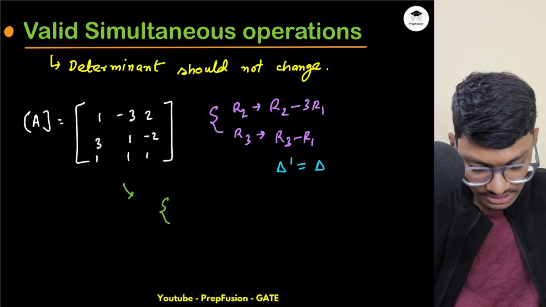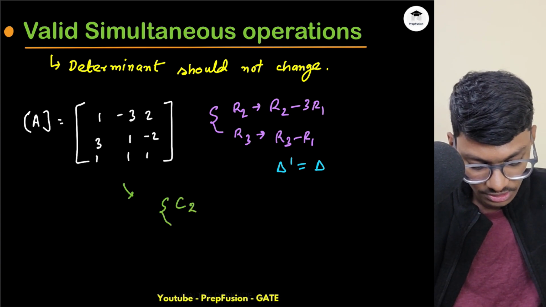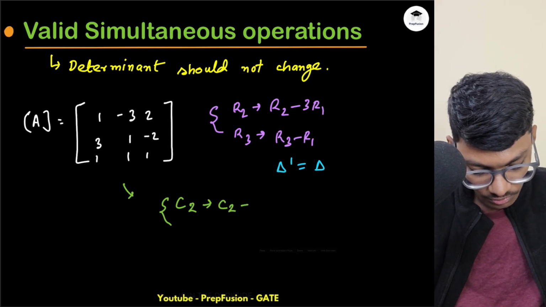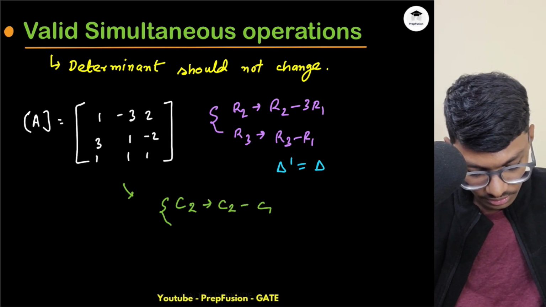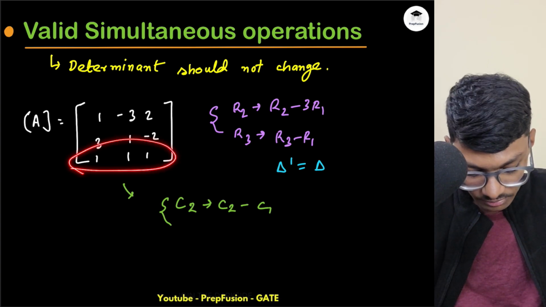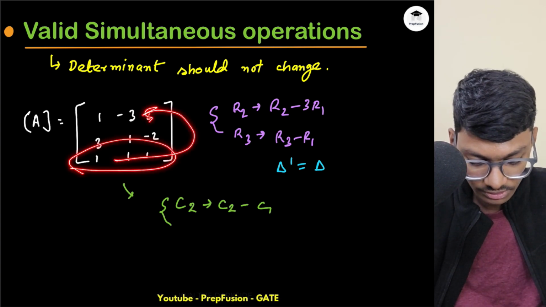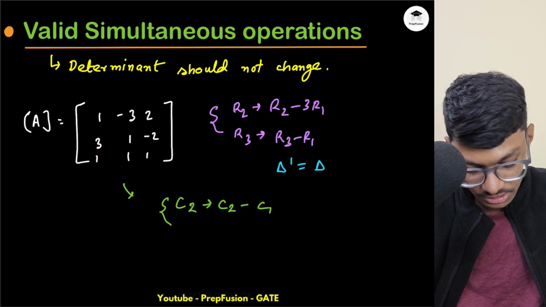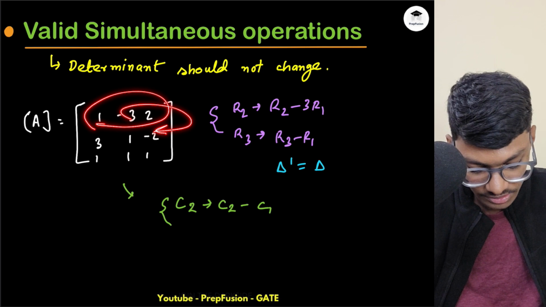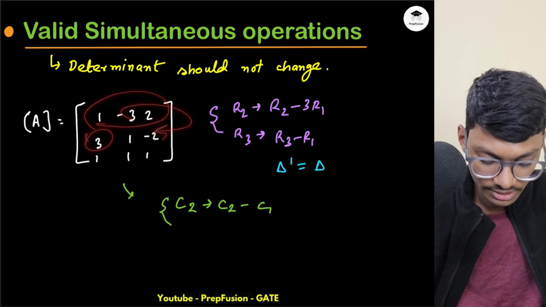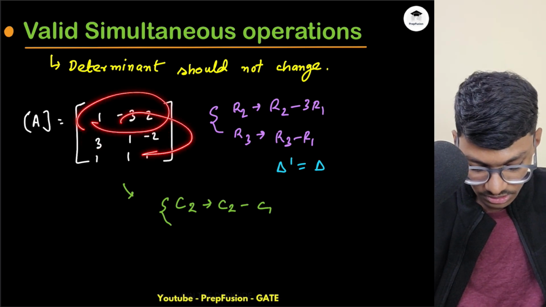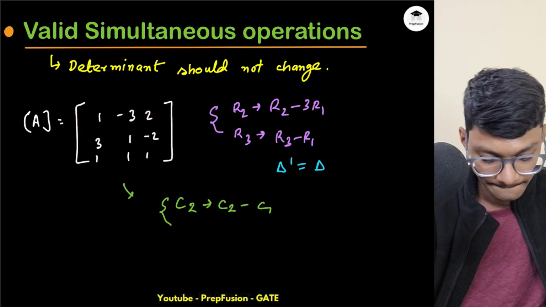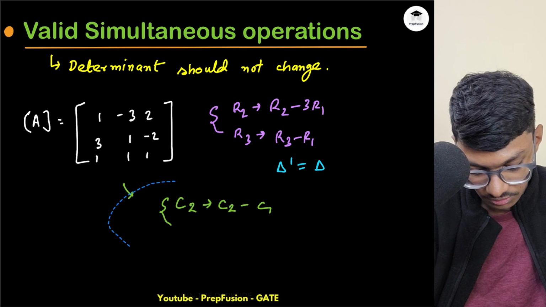So simultaneously I'm doing this. C2 is being changed to C2 minus C1. Okay, so I hope you understand, right? I'm multiplying 3 with this, then I'm subtracting with this. Row 2 is changed, so I'm multiplying 3 with this, then subtracting with this. Okay, so to make a 0 over here, I'm just subtracting row 1 from row 3. Okay, simply doing that. So basically what will this become?